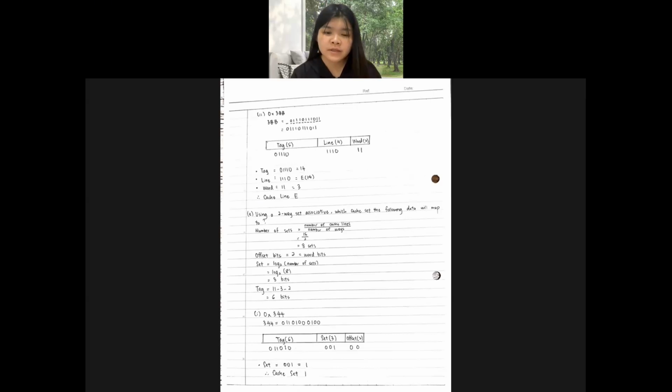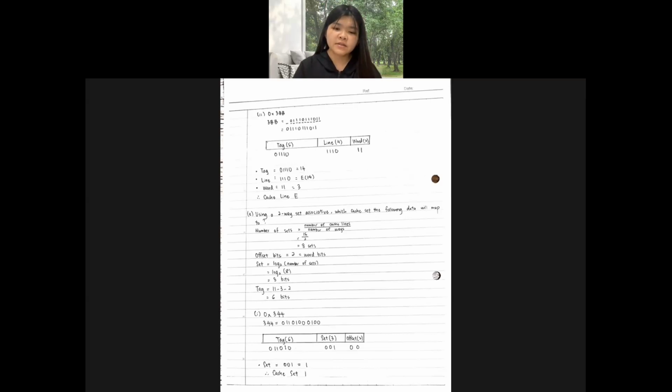For two-way set associative, we are grouping the lines into sets. So we find the number of sets, which equals 8 sets, and the offset bits equal 2, which is also equal to the word bits that we found before. And for the tag, we use the formula, and then we get 6 bits.